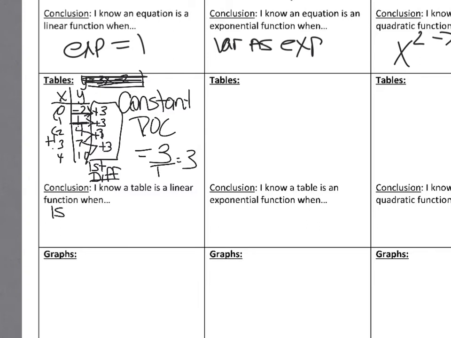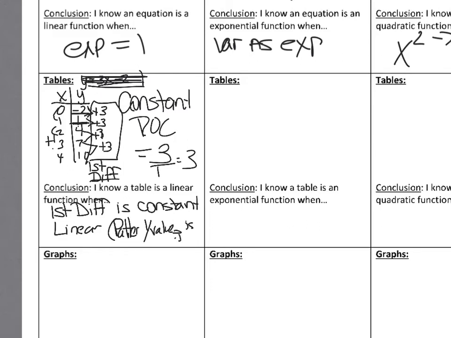If your first difference is constant, then it's linear. All right? Your pattern for your y values is plus or minus. Okay, it's going up 3. It could be going down 3 each time, but it's constant. It's the same thing every time.